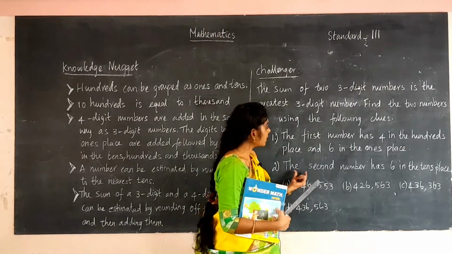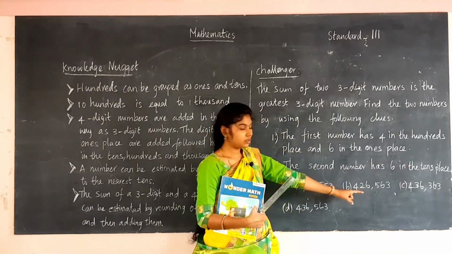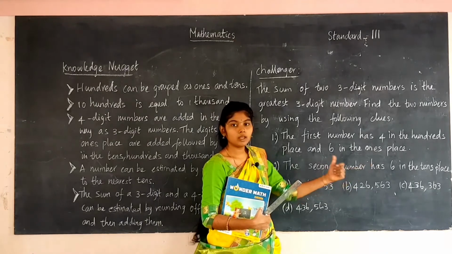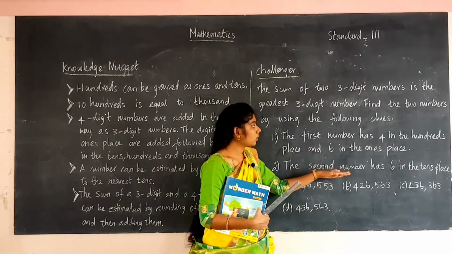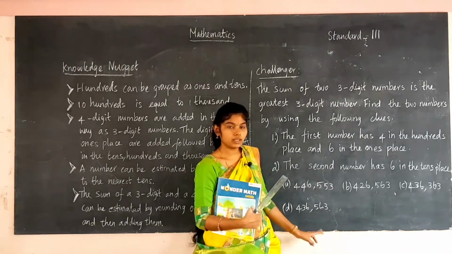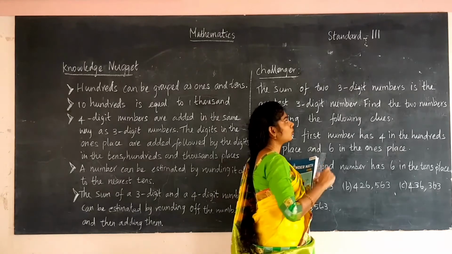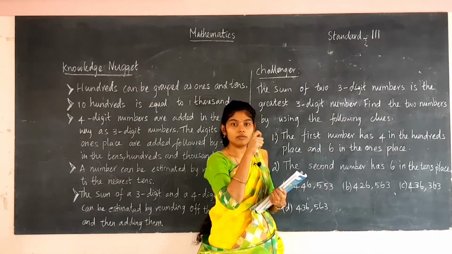And the second clue: the second number has 6 in the tens place. In the second number the tens place number is 6, and the remaining ones place and hundreds place are not given. So with these clues you are going to find the answer. You know how to find the missing numbers, right? We have learnt how to find the missing numbers.